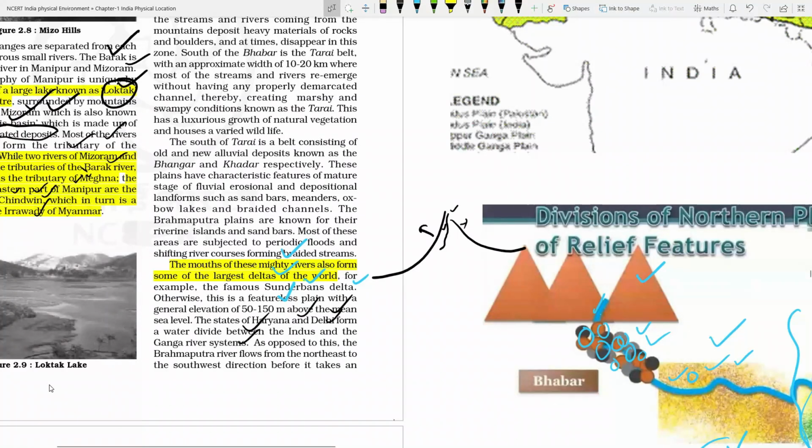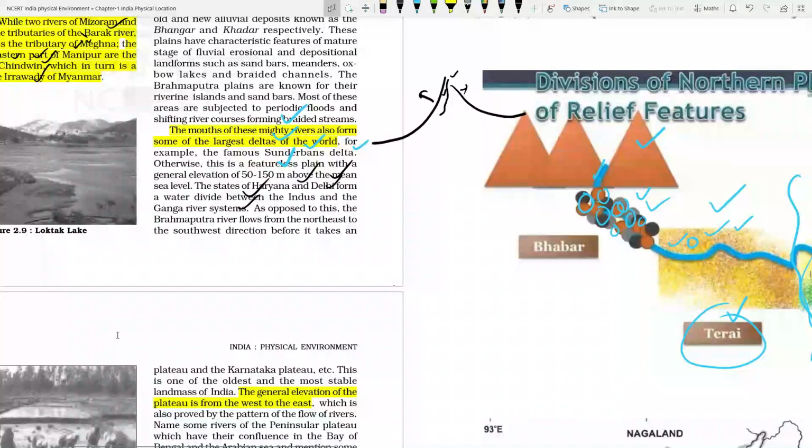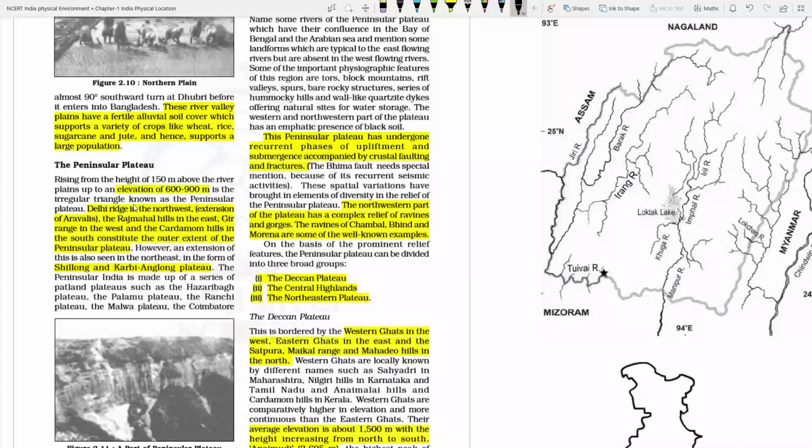Brahmaputra river, you might be knowing, is coming from the Namcha Barwa, isn't it? In the southwest direction we can say it is moving. These plains are important for the cultivation of crops, particularly wheat, rice, sugarcane, jute. These are very important crops for us, and which makes us one of the top cereal producers. This makes us the largest producer of cereal crops in the world, isn't it? One of the largest producers, we can say.